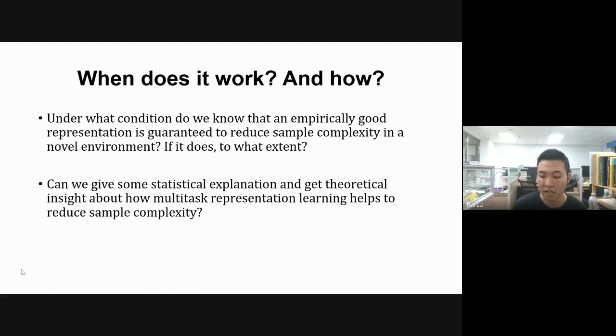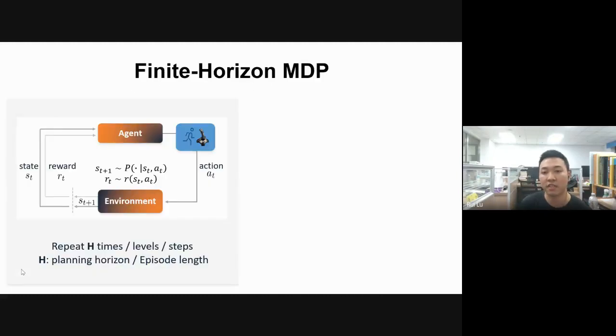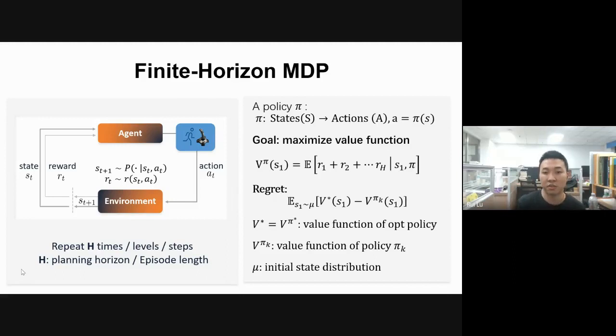Okay, then I will briefly introduce some background information just to tell you what notations I'm using. First is the Finite-Horizon MDP. It is just a special class of MDP, which means the total number of interactions between agent and environment is finite. You just repeat the same action and get reward for capital H times, and this capital H is called the planning horizon.